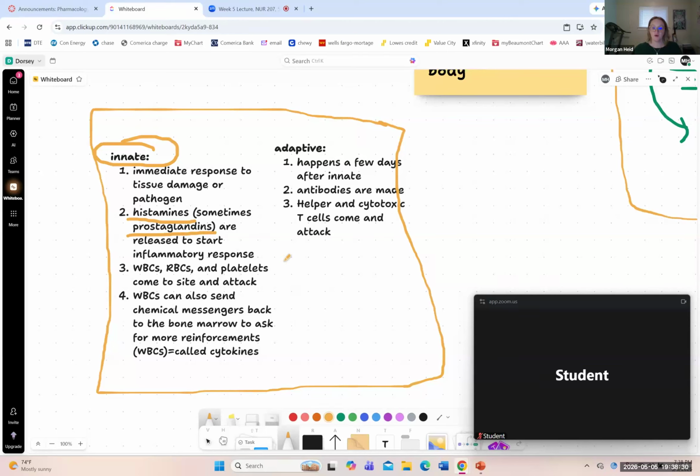When those get released, we start my inflammatory response. When I have my inflammatory response, you're going to get the typical symptoms: the redness, the pain, the swelling, the heat. And then you're also going to get white blood cells, red blood cells, and platelets coming to wherever that foreign body is. Let's say it's a skin infection. They're all going to come to my skin.